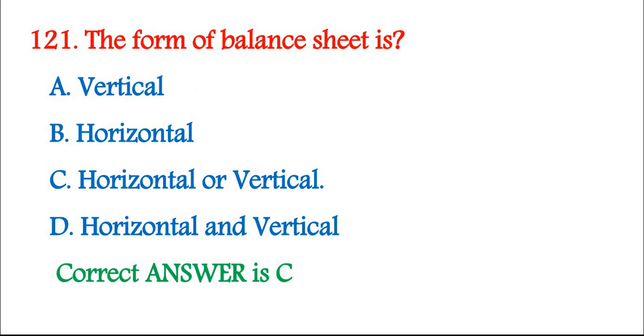121. The form of balance sheet is A. Vertical. B. Horizontal. C. Horizontal or vertical. D. Horizontal and vertical. Correct answer is C.